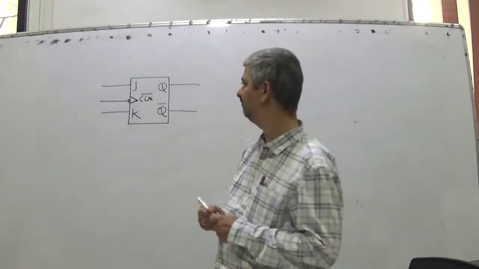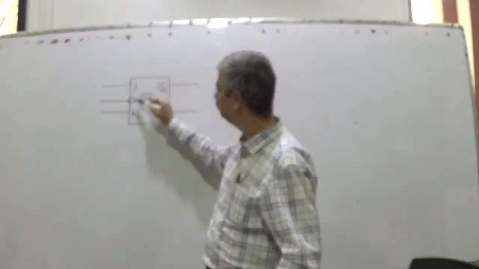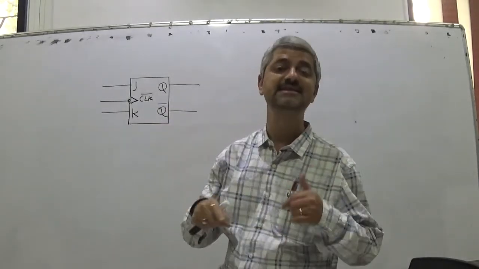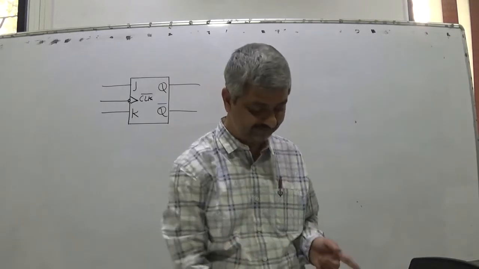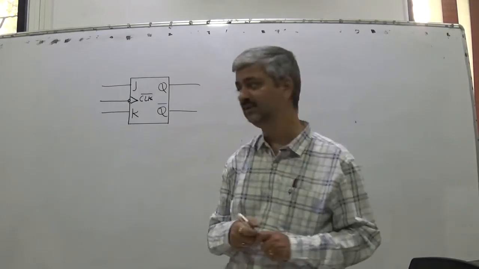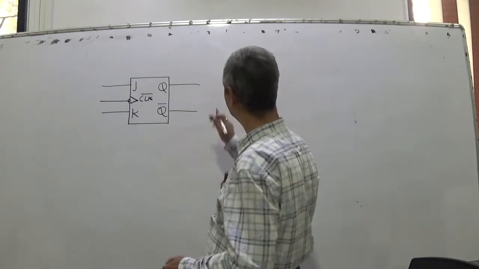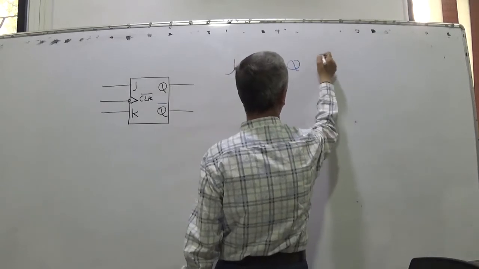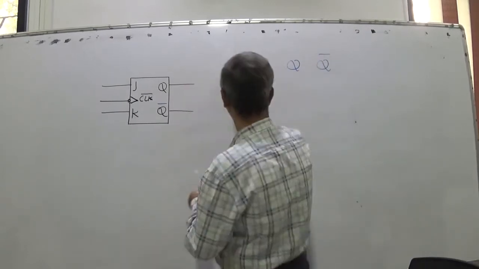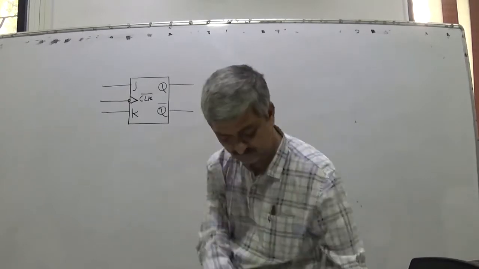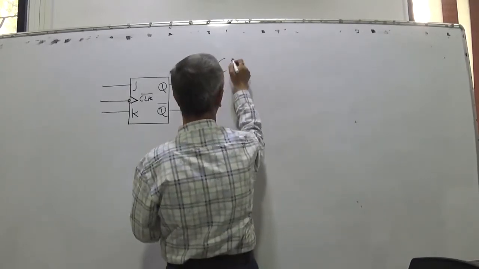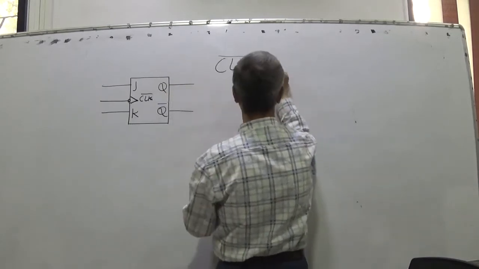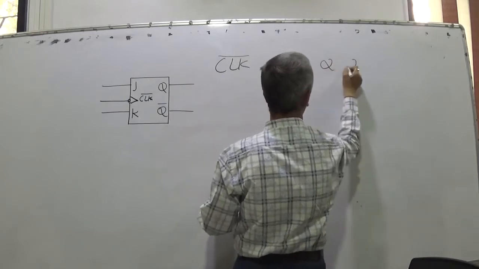So we are having a JK flip-flop. Obviously 1, 2, 3, 4, 5 pins are there, plus supply pins. And how do things work? The truth table we will just revise: clock, J, K, Q and Q bar. It is called clock bar because it is active low.